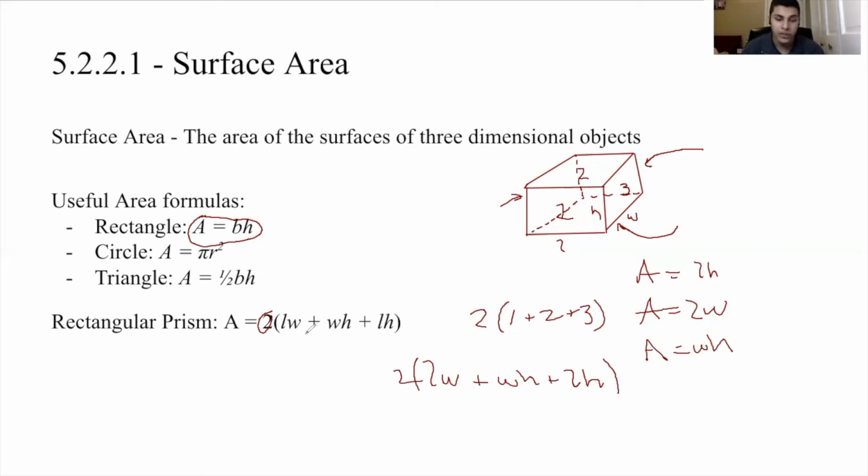And if you're ever in doubt, just take the length, width, and height and calculate the area of each individual face and just add them all together. But that's where this formula comes from. That's why you have the 2 times the area of the 3 faces here.